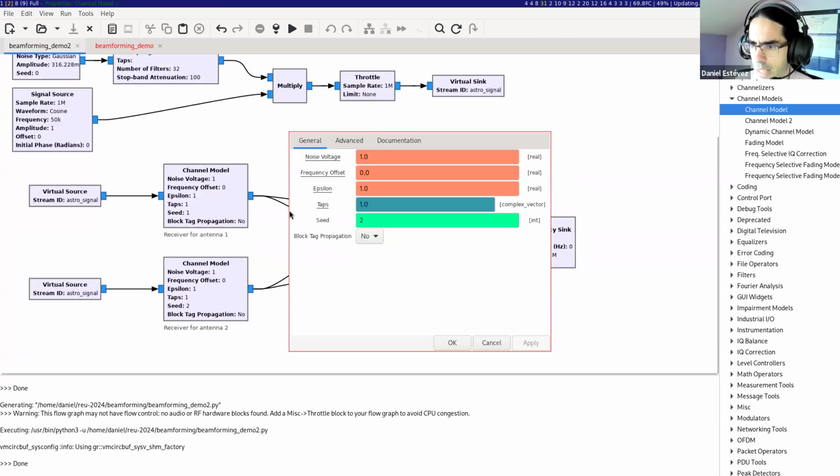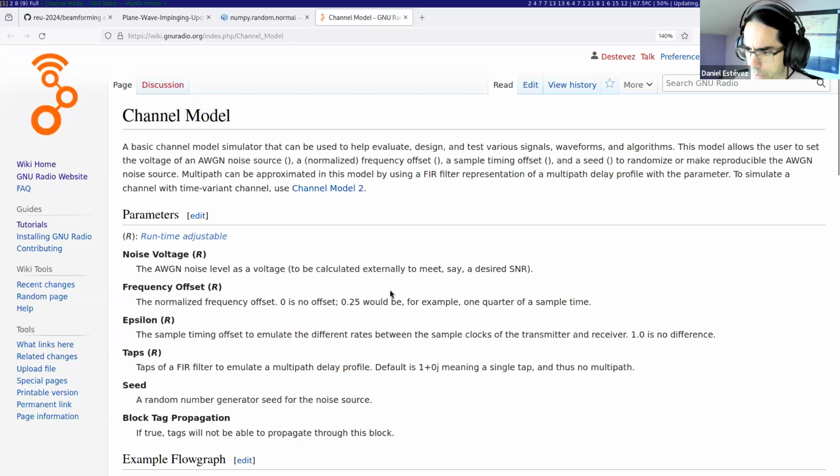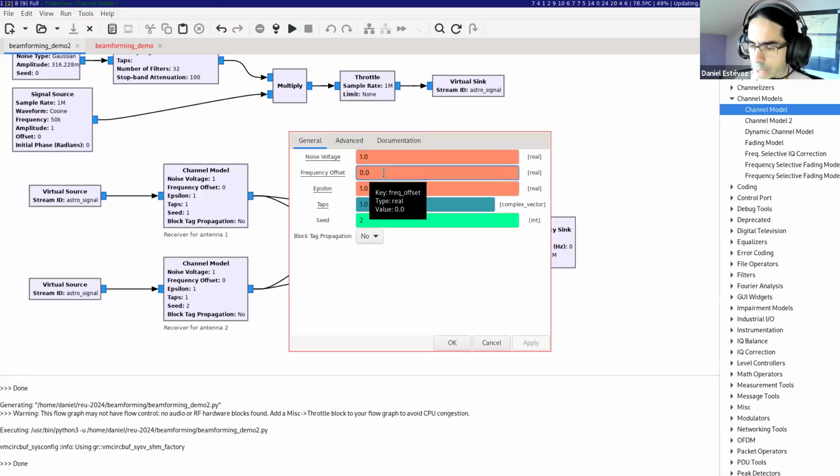Let me first explain how each of these parameters work. So noise voltage we already know. Frequency offset is self-explanatory. The only thing which is not self-explanatory is the units, and I hope these are here. Well, more or less. So it says the normalized frequency offset. 0 is no offset. 0.25 would be, for example, 1/4 of a sample time. What this is trying to say is that the units for this frequency offset are radians per sample. So that's the units we have here.